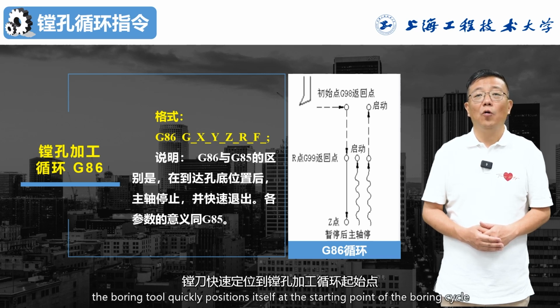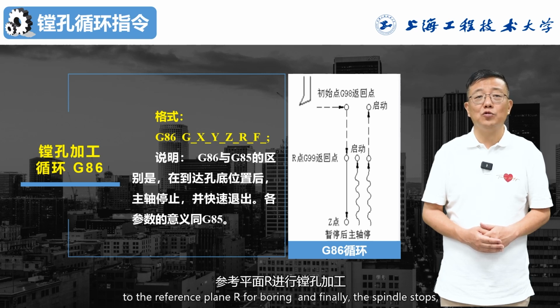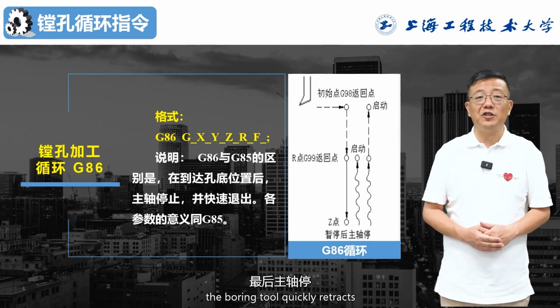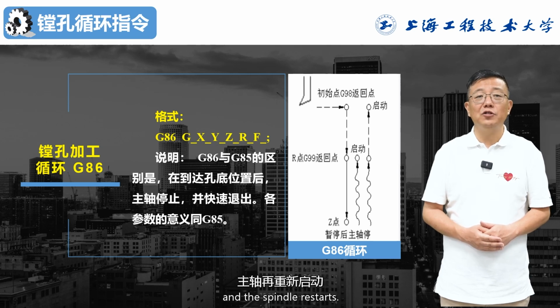The boring tool quickly positions itself at the starting point of the boring circle, then quickly moves in the Z direction to the reference plane R for boring, and finally, the spindle stops. The boring tool quickly retracts to the reference plane R or the initial plane, and the spindle rotates.